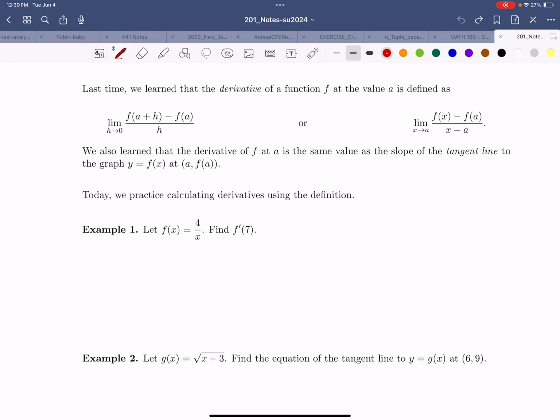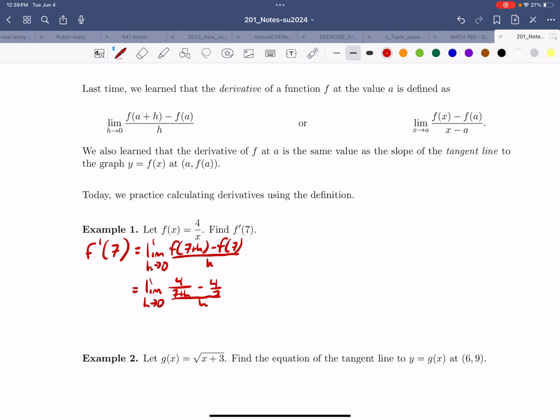Find f prime of 7. Remember, that's the notation we use for the derivative of f at 7. So this is the limit as h approaches 0 of f of 7 plus h minus f of 7 all over h. And when we plug that in, we're going to get 4 over 7 plus h minus 4 over 7 all over h.